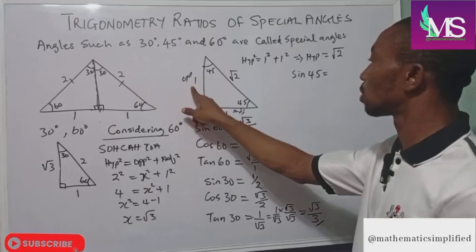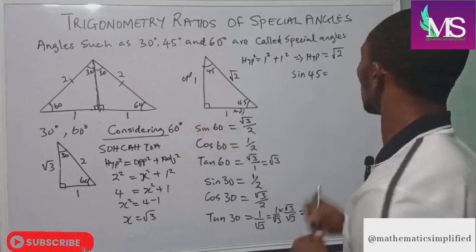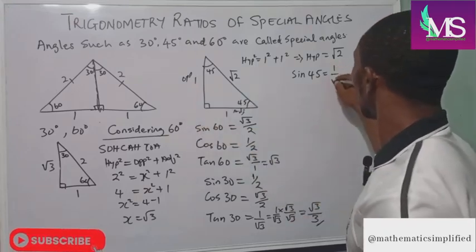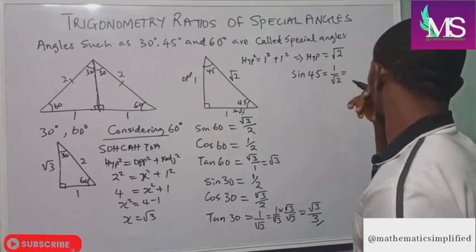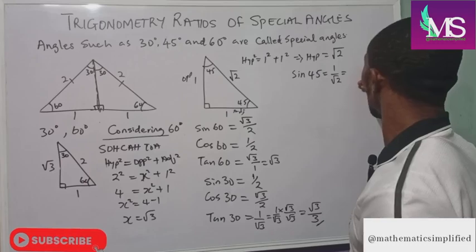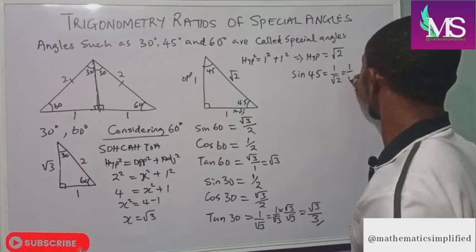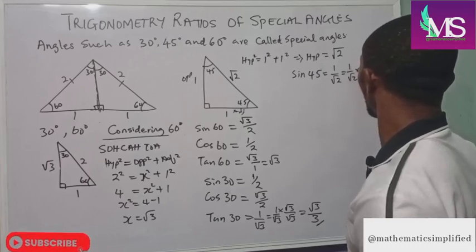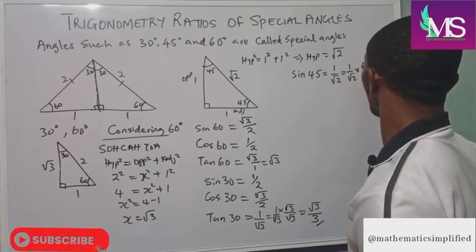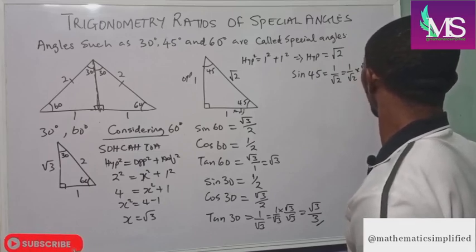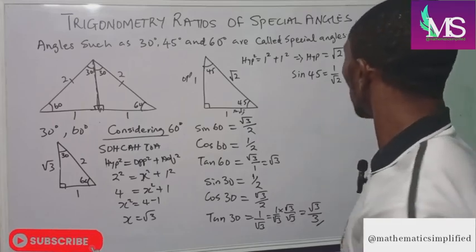So opposite over hypotenuse will give us 1 over root 2. If we rationalize this, this becomes 1 over root 2 times root 2 over root 2, which gives us root 2 over 2. Okay?